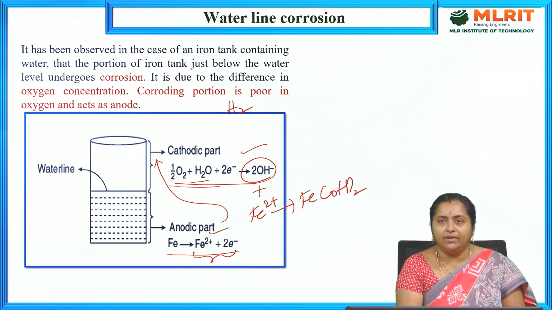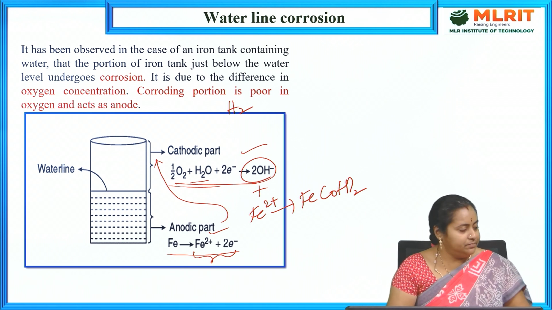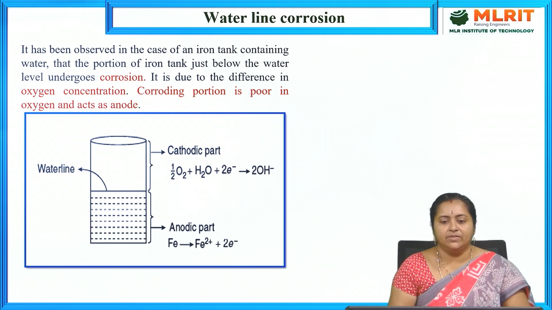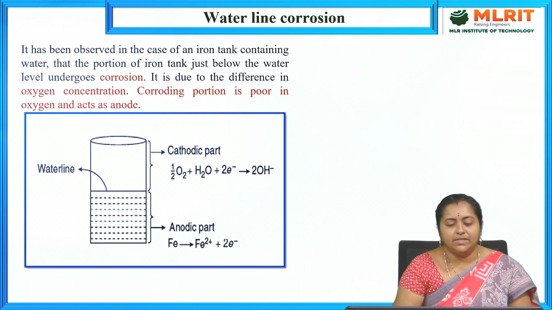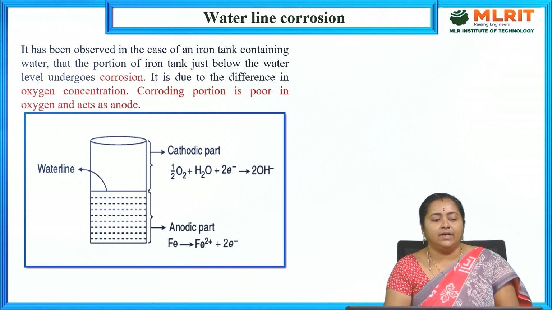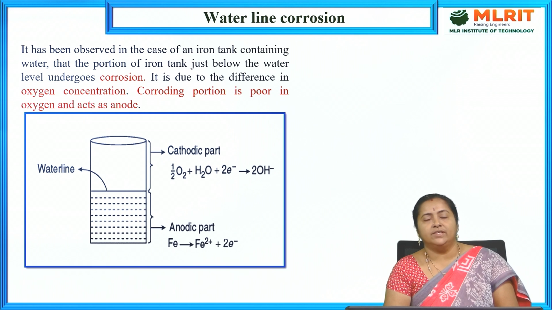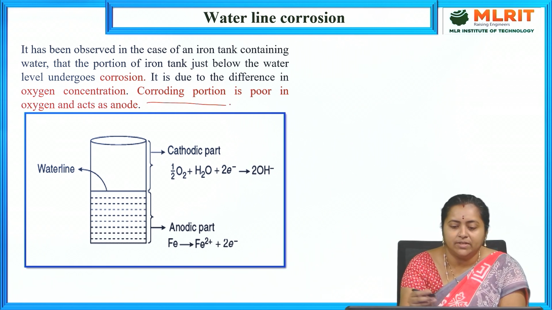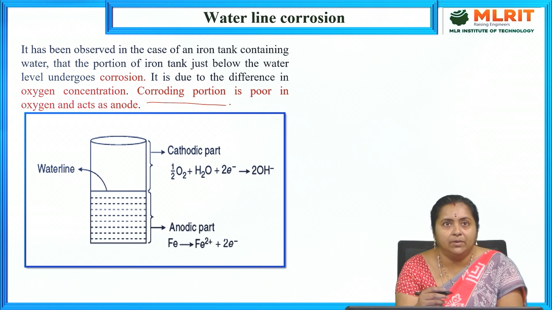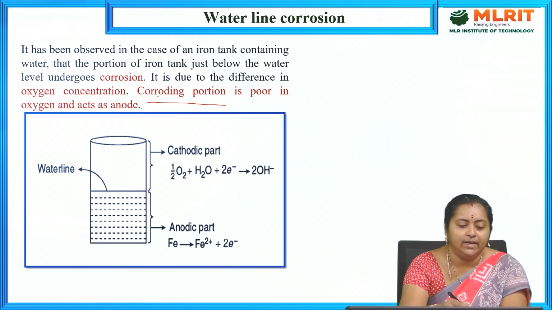So the same kind of reactions will happen here also. This type of corrosion reaction is what we call waterline corrosion. It has been observed in the case of an iron tank containing water. That portion of the iron tank just below the water level undergoes corrosion reaction. This is purely due to the difference in the concentration of oxygen that is available in the atmosphere. So the corroding portion is poor in the availability of oxygen, and it acts like an anode.